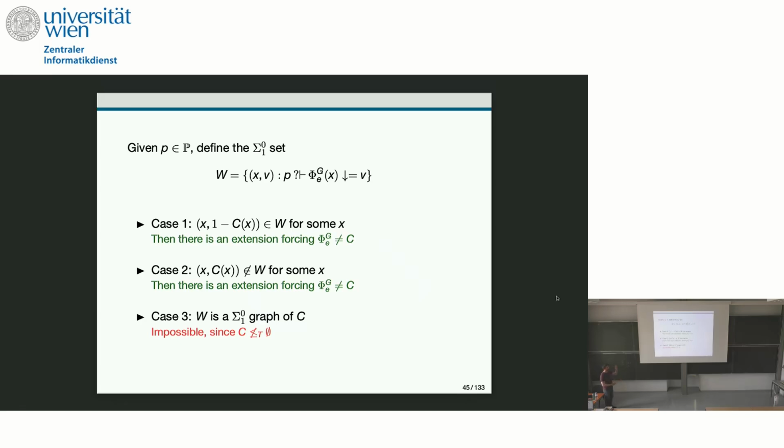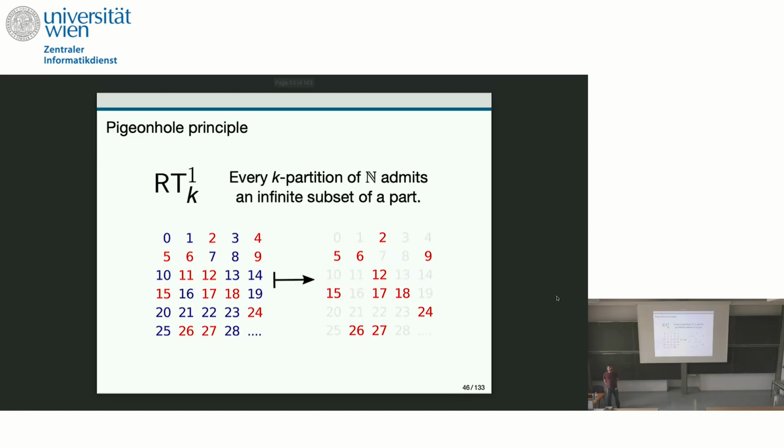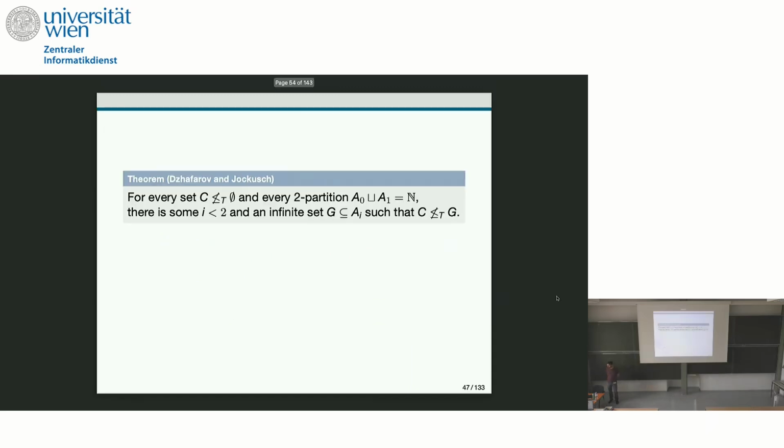Okay, so in both cases, we have extremal forcing questions. But let's try to apply it to a non-trivial example. And by non-trivial example, I mean the pigeonhole principle. The pigeonhole principle says that if you make a partition of the integers into finitely many parts, you have an infinite subset of one of the parts.